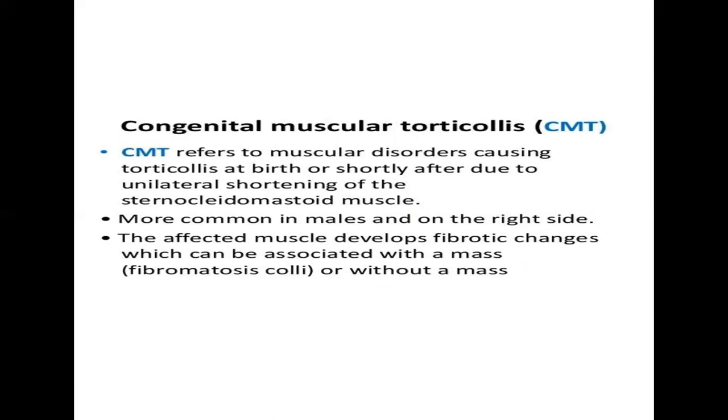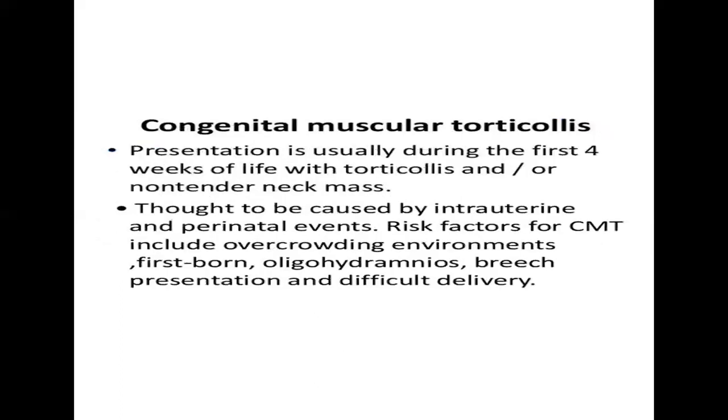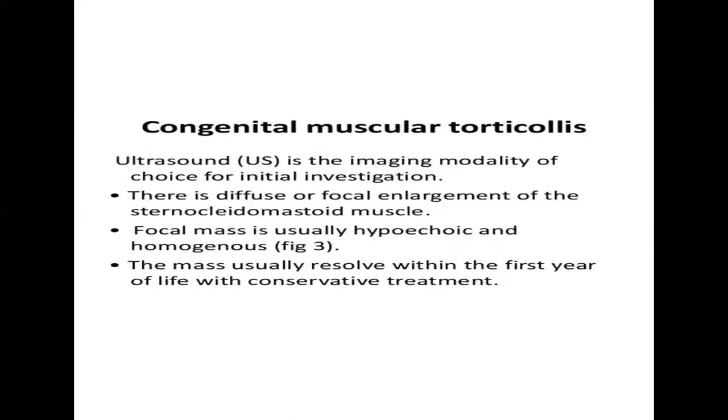The affected muscle develops fibrotic changes, which can be associated with a mass or without a mass. Presentation is usually during the first 4 weeks of life with torticollis and/or a non-tender neck mass, thought to be caused by intrauterine and perinatal events. Risk factors for CMT include overcrowding environments, firstborn, oligohydramnios, breech presentation, and difficult delivery.